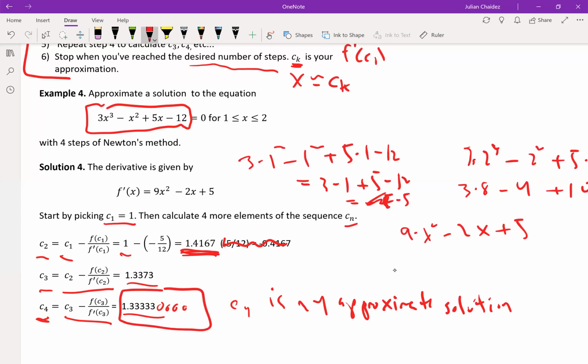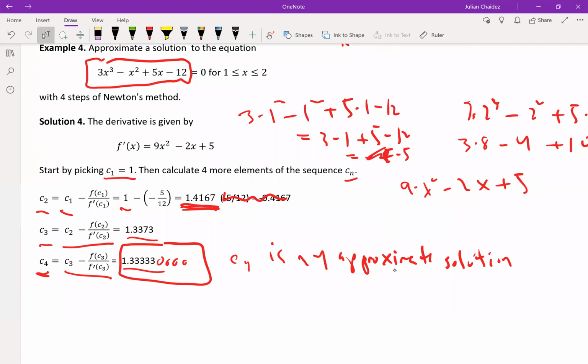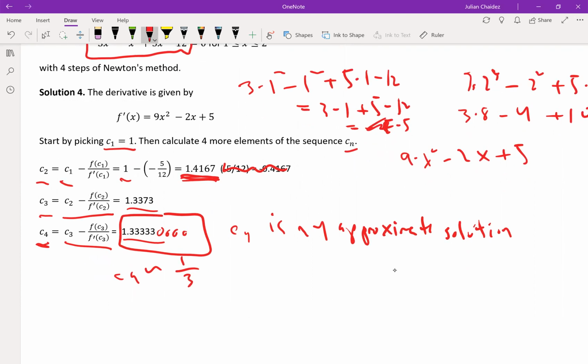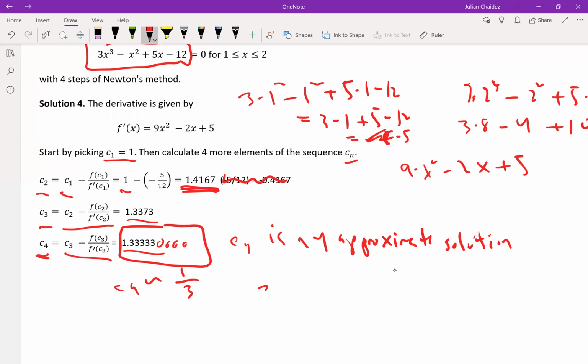And you can check that this is approximately a solution because C4 is approximately equal to 4/3. And lo and behold, if I plug 1/3 into this polynomial, 3 times 1/3 cubed minus 1/3 squared plus 5 times 1/3 minus 12, then I should get, well, maybe I don't. That's not good. This should be a 0. Oh, sorry, it's not 1/3, it's 4/3. That makes more sense. 4/3.